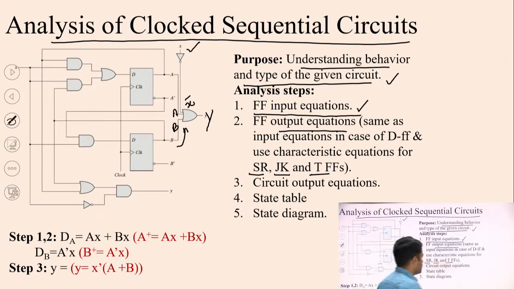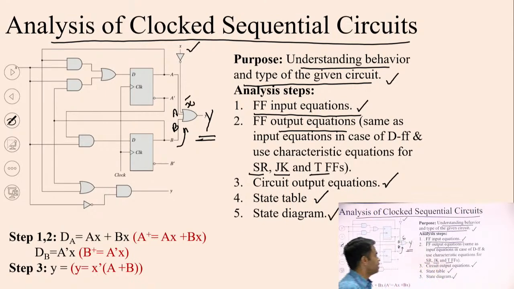Okay, so this is the second step. Then the third step is circuit output equations. Circuit output equation means this final Y, the equation for this Y. Fourth step, preparing the state table. Fifth step is preparing the state diagram. So these two steps we will not be able to cover today, but the first three steps are very simple.